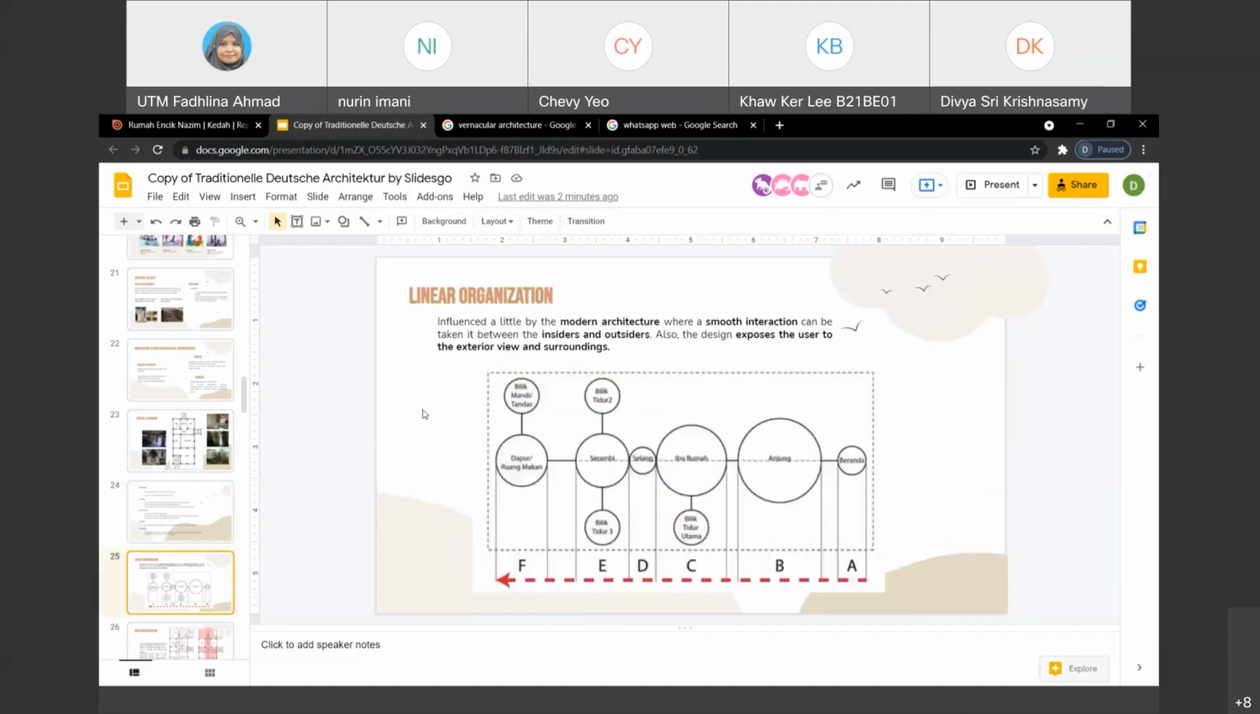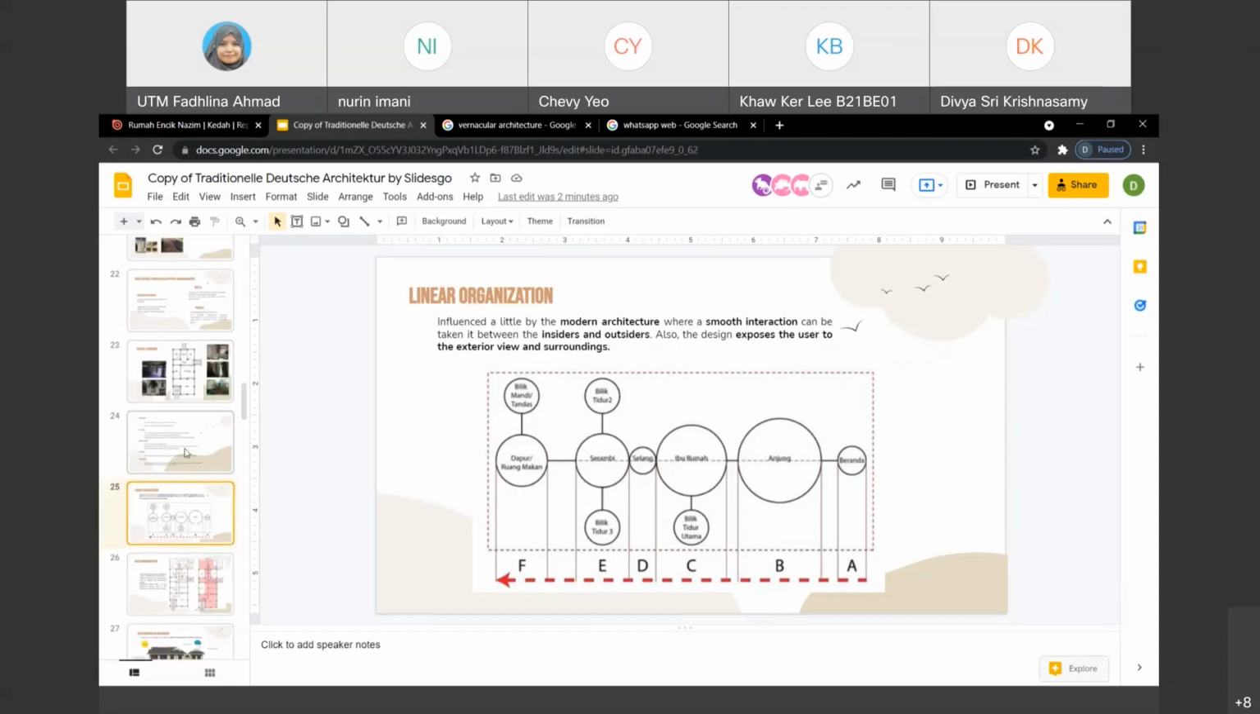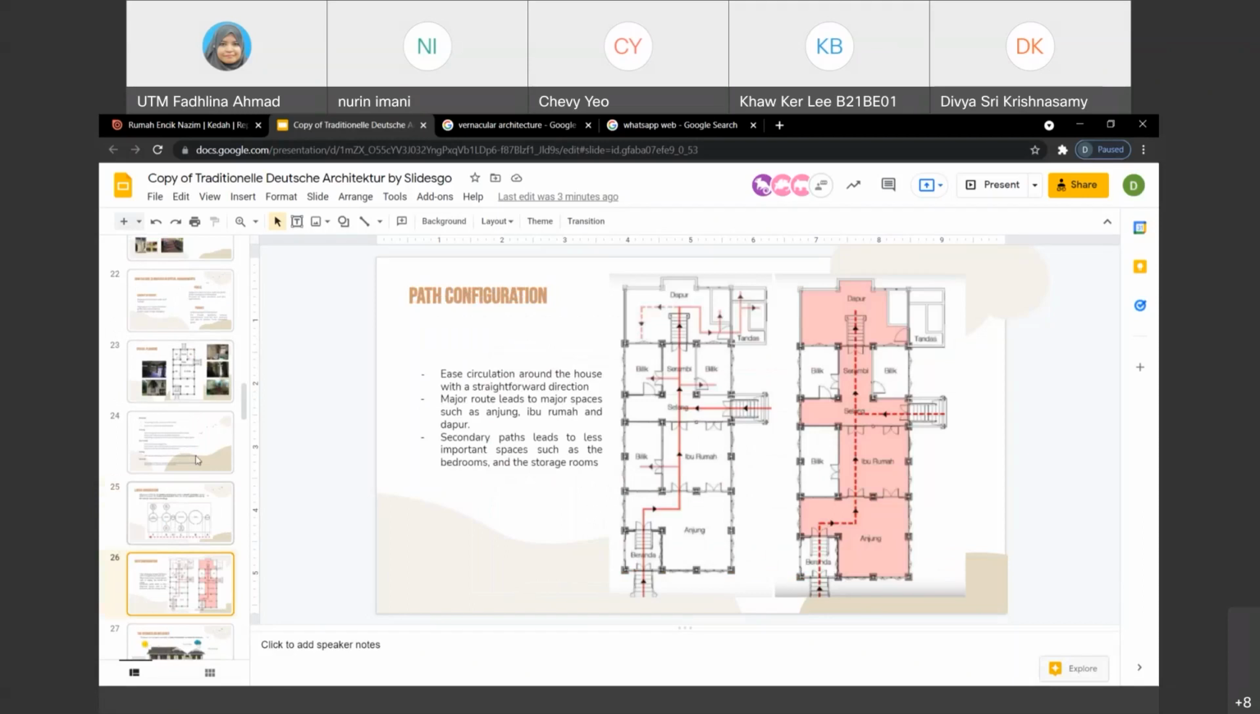So this is the linear organization of the house. As you can see, like I explained in the previous session, it is a little influenced by modern architecture, where a smooth interaction can be taken between the insiders and outsiders of the house. Also, the design exposes the user to the exterior view and surroundings. So, okay, this is the path configuration. Later, doctor, I'll remove the renovated part.